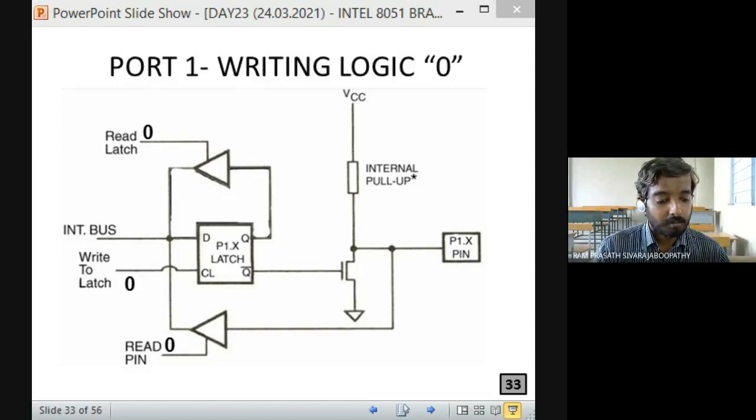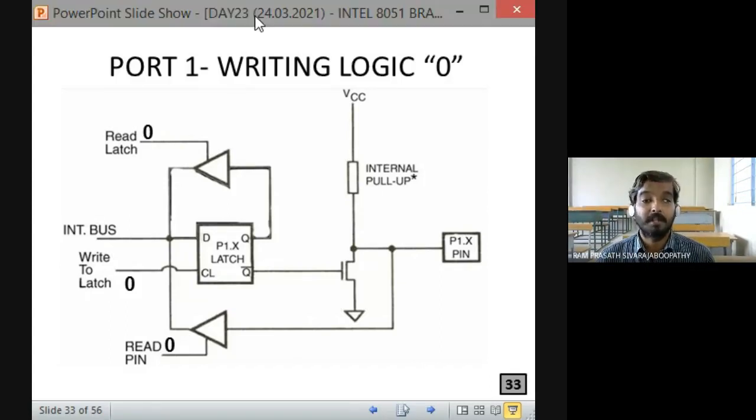Write to port latch, read from port pin. You have to remember this whenever you are writing a program to program your IO pins. See, if you have connected some device, whether it is an input device or an output device, you have to remember this concept. Write operation is always to the latch and read operation is always from the pin.